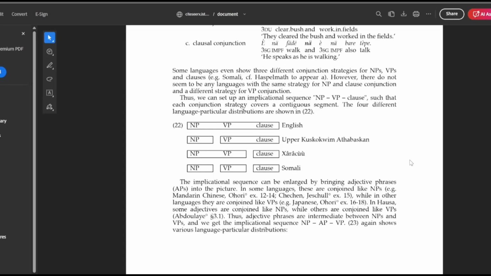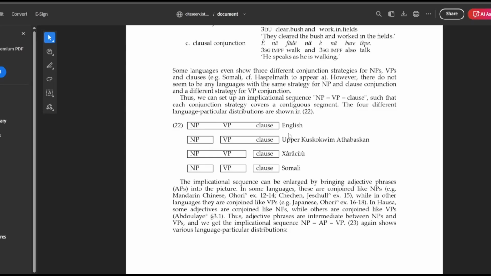So I think the first place to start is with the fact that there are different levels at which coordination can operate, and the three main distinctions are between noun phrases, like the cat and the dog, between verb phrases, the man is smiling and laughing, and the clause level, like I like drinking tea and my friend likes drinking coffee. So depending on the language, these different levels of coordination will be dealt with using different coordinators.